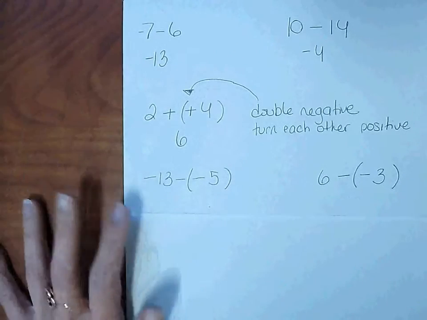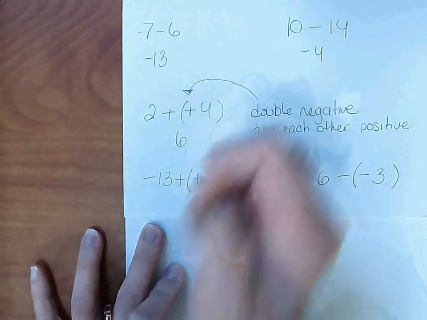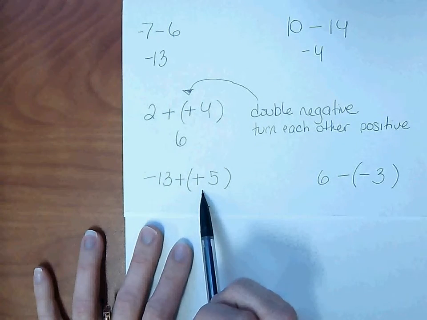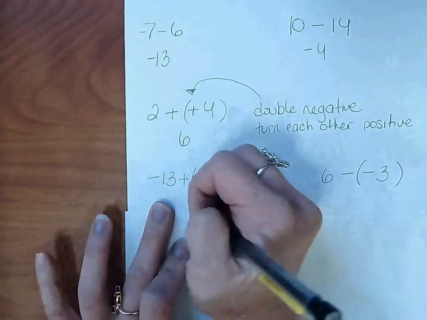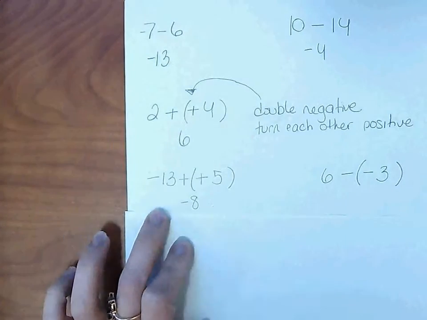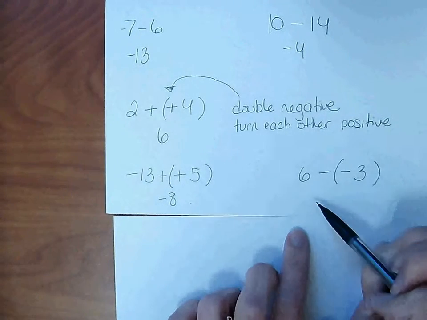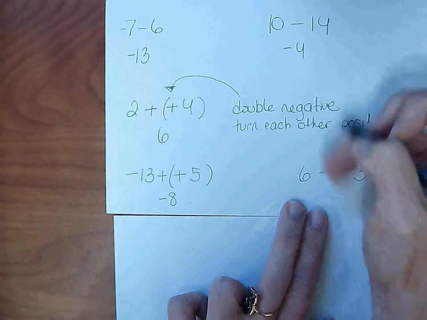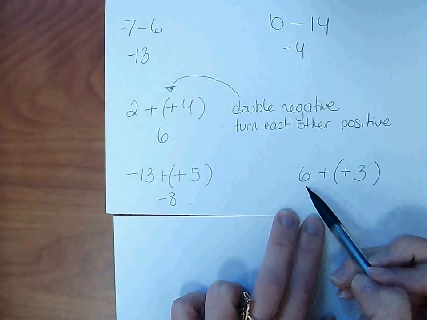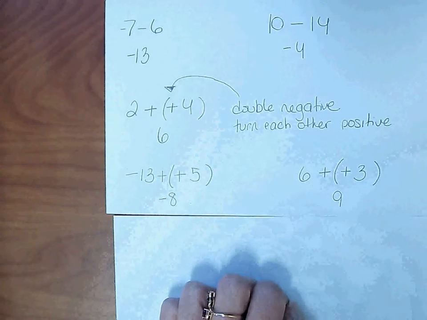So negative 13 minus negative 5, double negative. So now this is a negative and a positive. Different signs, subtract. 8, keep the sign of the number with the greater absolute value, negative 8. And for the last one, 6 minus negative 3, double negative, turns positive. So now this is 6 plus 3, same sign, add, keep the common sign, positive 9.